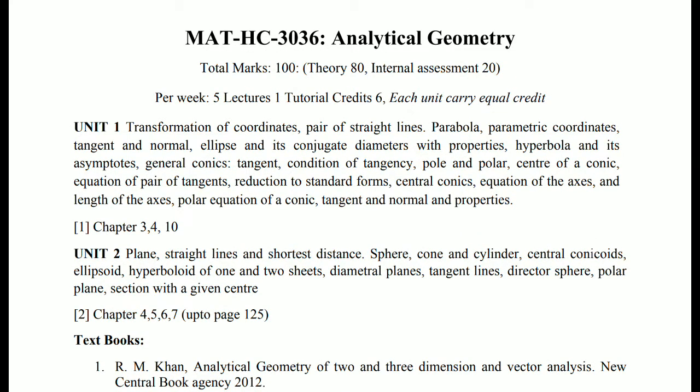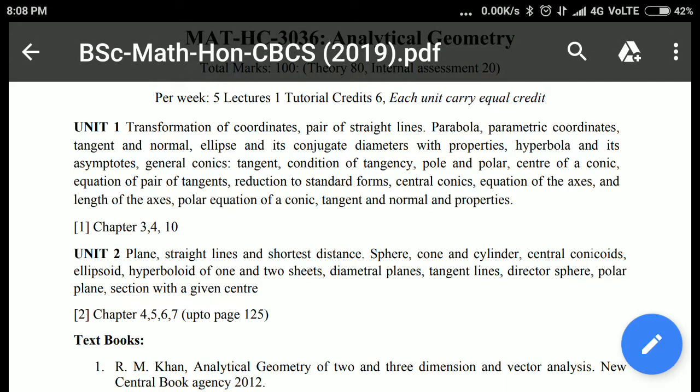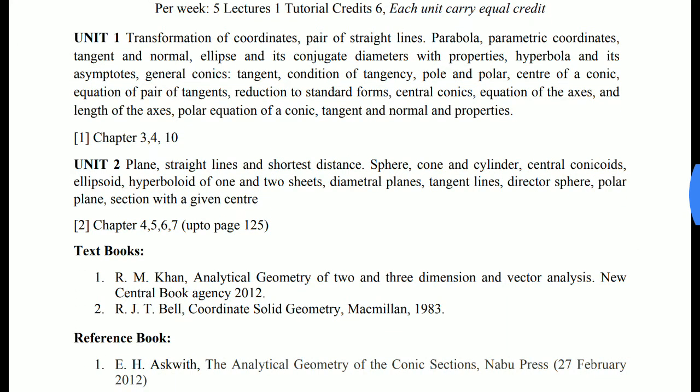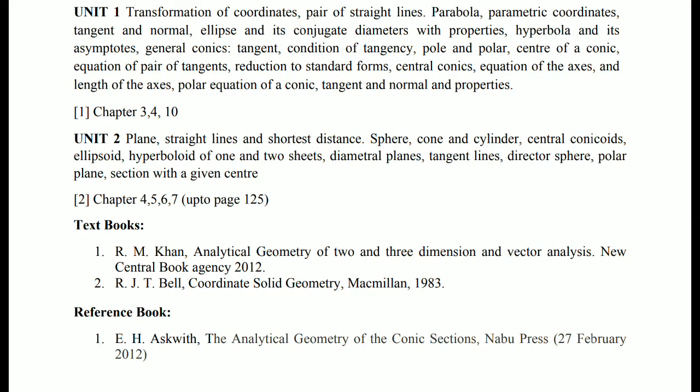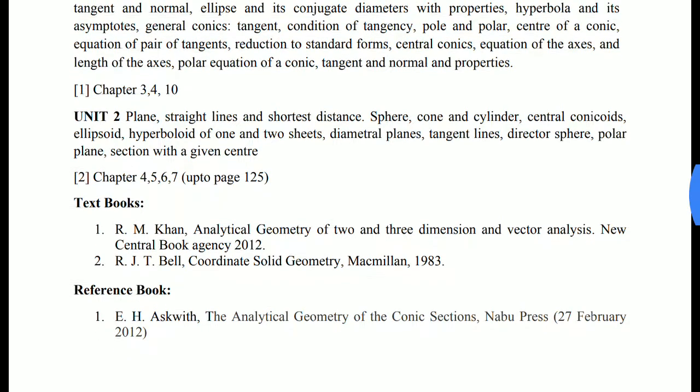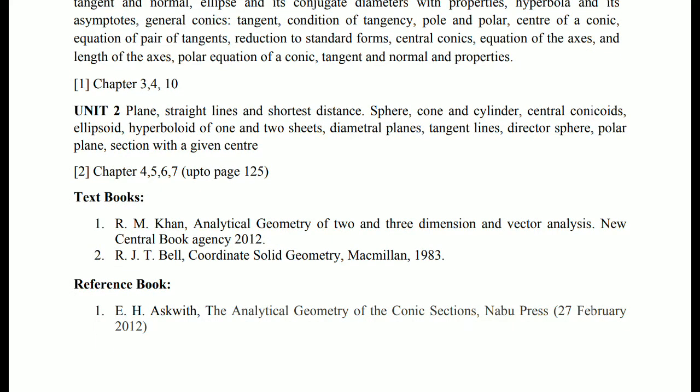And then coming to our next unit, it has plane, straight lines, and shortest distance, then sphere, cone, and cylinder, central conicoids, ellipsoids, hyperboloids of one and two sheets, diametral planes, tangent lines, director sphere, polar plane, section with a given center.